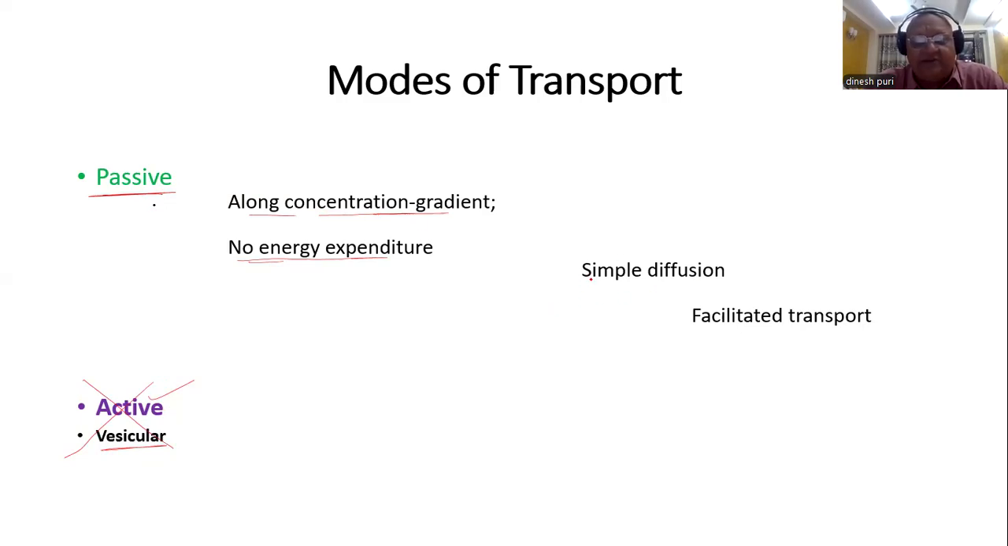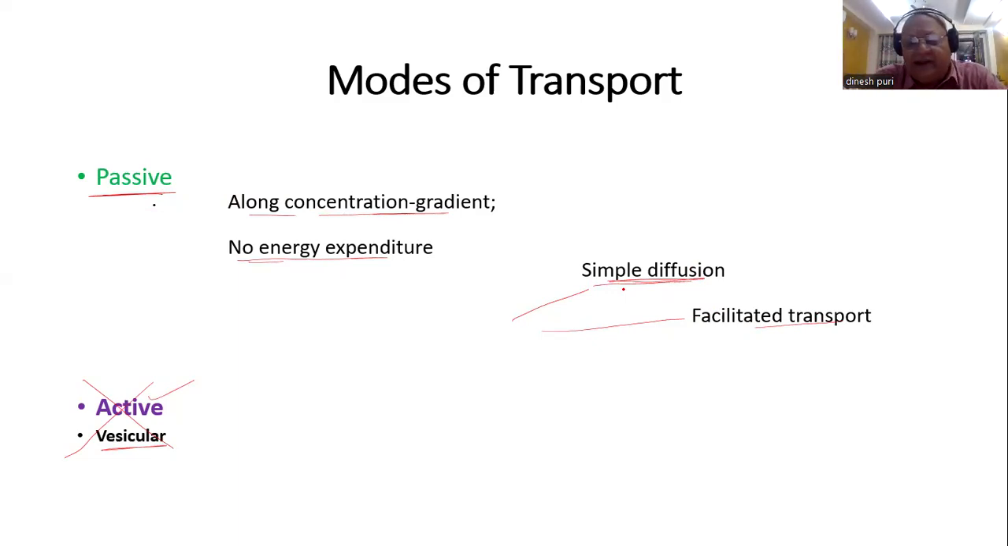Now, passive transport can be unaided, when it is called simple diffusion, or it is aided by a transport protein, in which case it is called facilitated transport. So simple diffusion is along a concentration gradient, unaided. The solute simply moves from high concentration to low concentration.